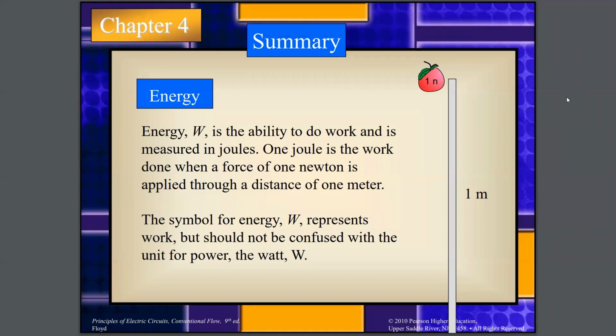Energy. So the unit for energy is the joule. The symbol that we use to represent energy is W, or you can say it's work. Energy is the ability to do work and is measured in joules. 1 joule is work done when the force of 1 Newton is applied through a distance of 1 meter. So if we take the force of 1 Newton and we move it for a distance of 1 meter, that is said to be 1 joule of energy or work.